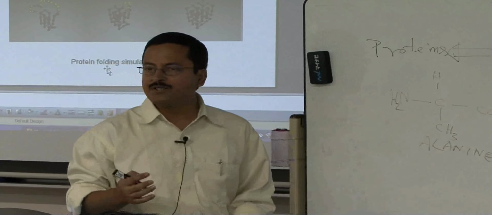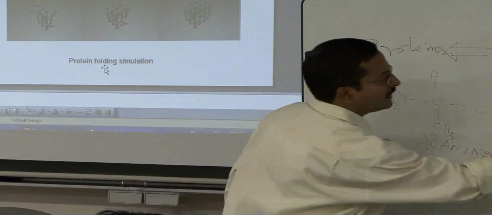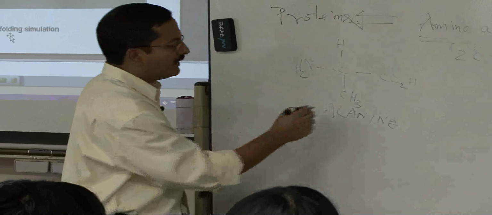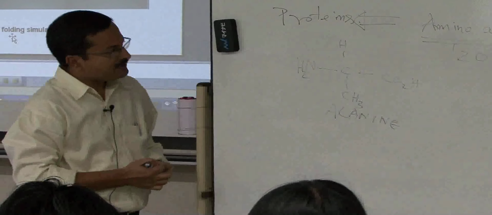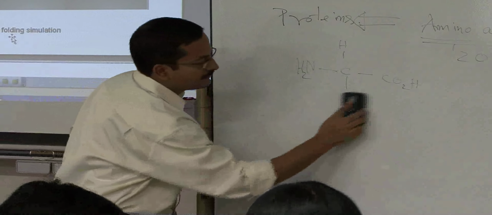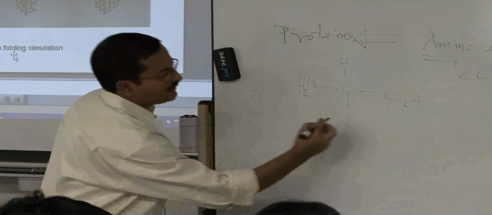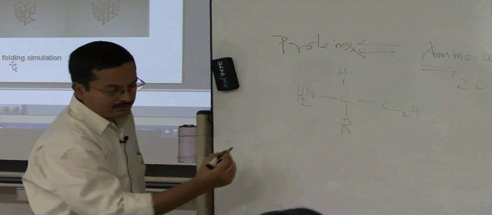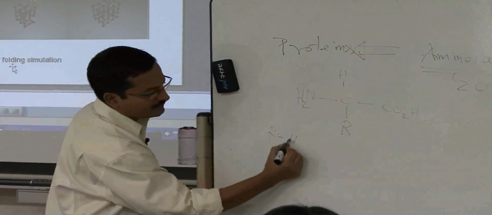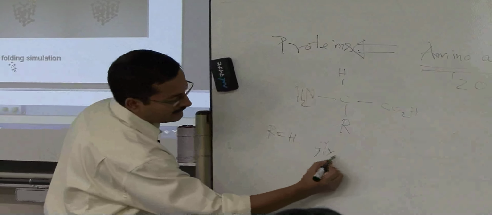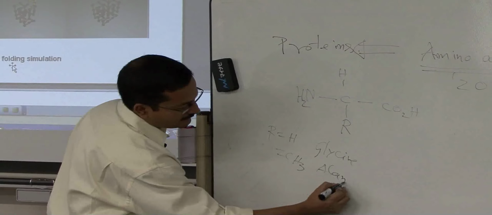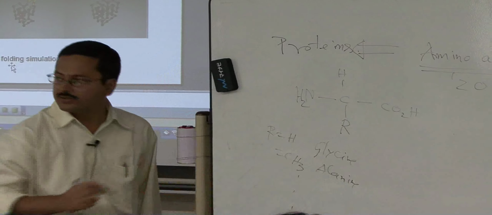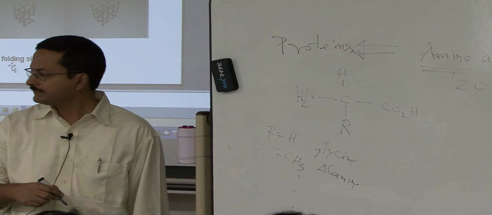And how many amino acids? There are 20 amino acids. This is the amino acid structure, and the difference comes from this group, which differs, right. So, this is R, I write R. When R is H, you say it is glycine. When R is CH3, it is alanine, and so on, 20 combinations, right.